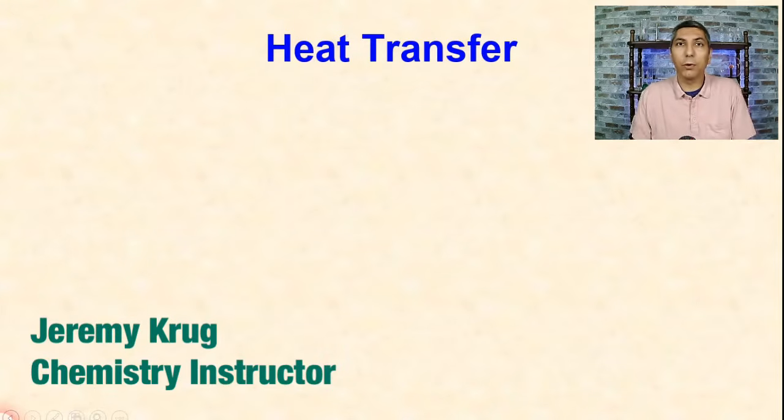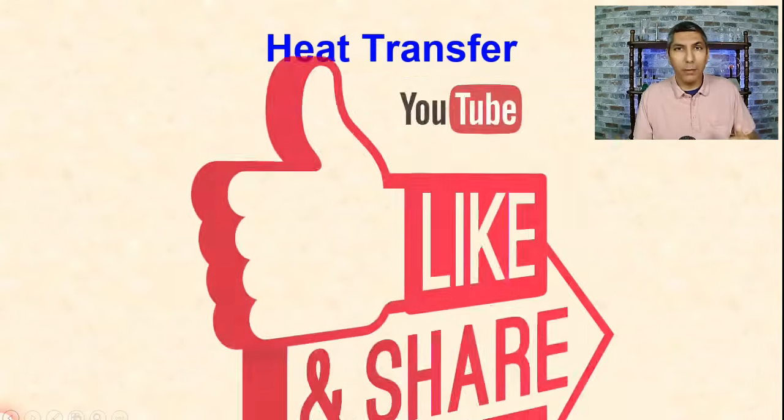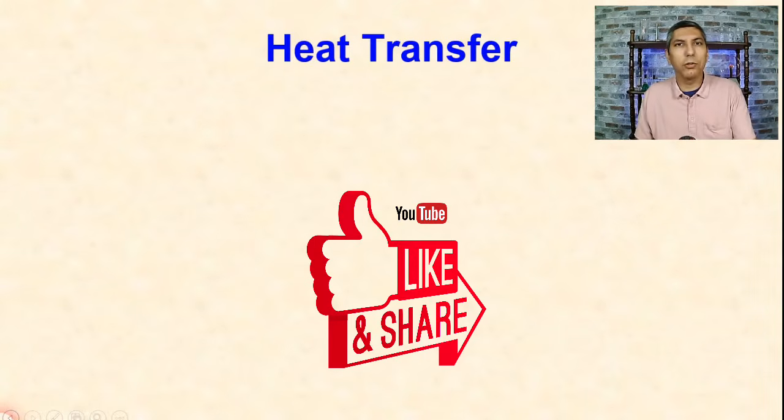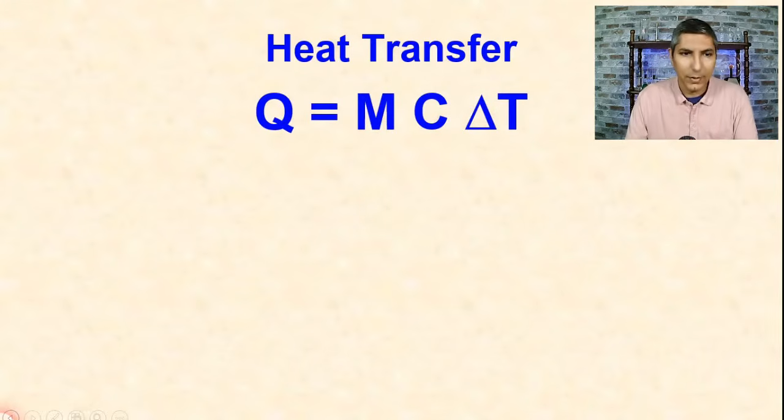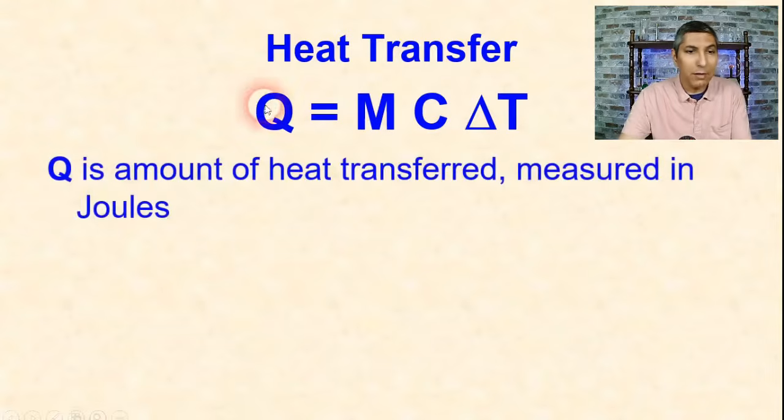In this video, we're focusing on heat transfer and how we can calculate the amount of heat that's transferred from one object to another. Now, in order to do this, the equation that we're going to be using in this video is Q equals MC delta T. Now, Q in this equation represents the amount of heat transferred. And in the SI framework of measurement, we measure that in joules.